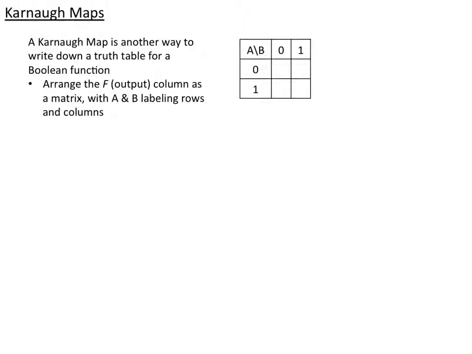So first let's think of a two-input function, and we can arrange the rows and columns. A two-input function has 4 entries, and rather than in a column, we can arrange them in a 2x2 array like here. So the 0, 0 entry is here, the 0, 1 entry is here, the 1, 0 entry is there, the 1, 1 entry is here.